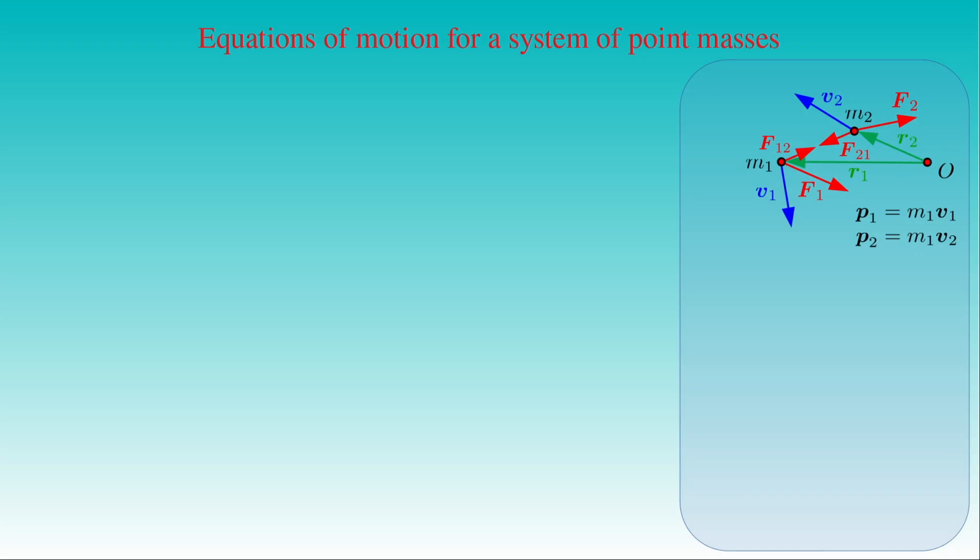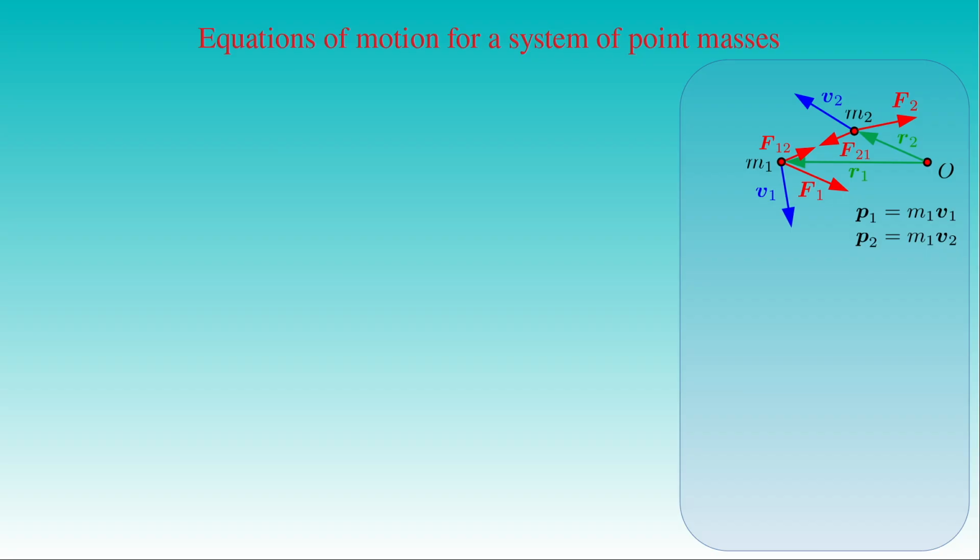the position vectors r1 and r2 with respect to a reference point O, where the velocities of the point masses are v1 and v2, and their momenta are given by m1 times v1 and m2 times v2. The forces F sub 1 2 and F sub 2 1 are the internal forces acting in the system, and the forces F1 and F2 are external ones applied on the system.